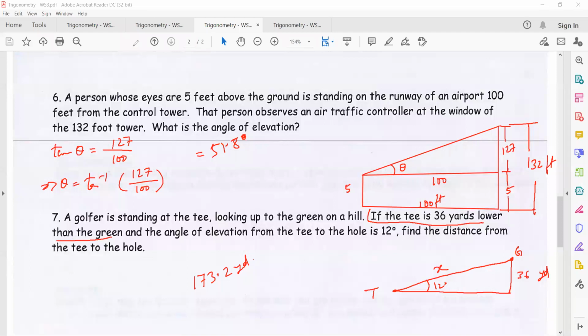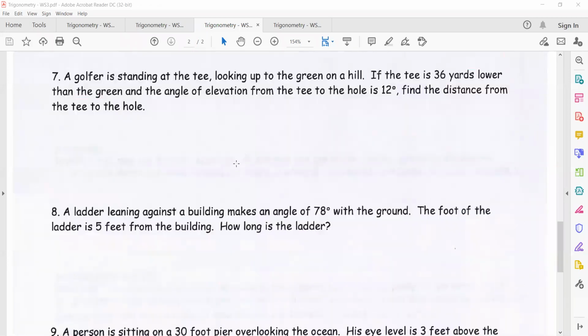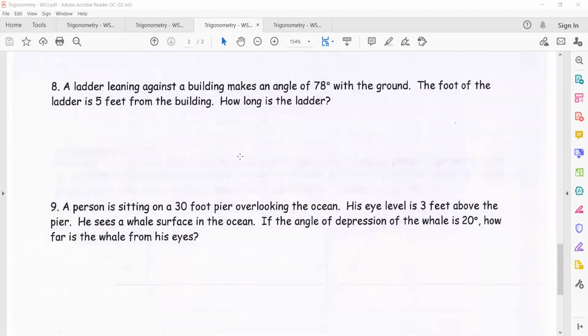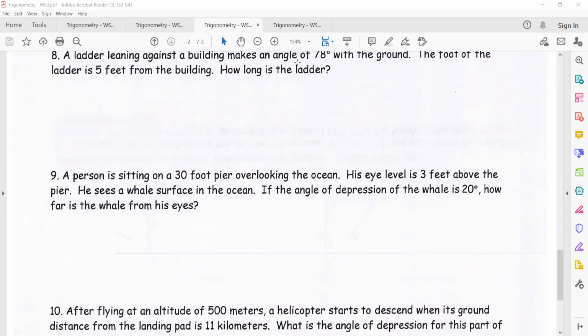Now question number 8 is an easy one, right? What is the answer of question number 8? 24.0. Yeah, correct. 24.0 feet.